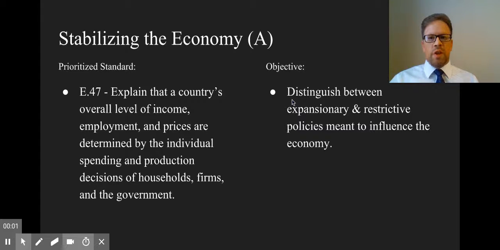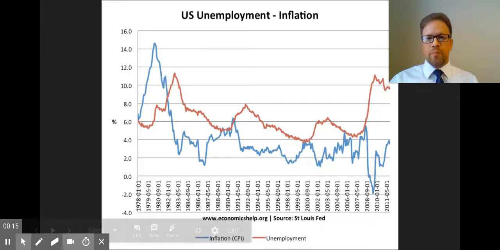Hello, this is Stabilizing the Economy, Section A, Stabilization of the Economy lecture. Our prioritized standard, Economic Standard 47. Objectively, we're going to distinguish between expansionary and restrictive policies meant to influence the economy.